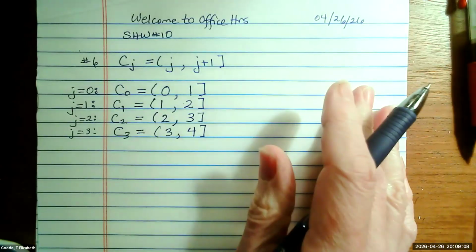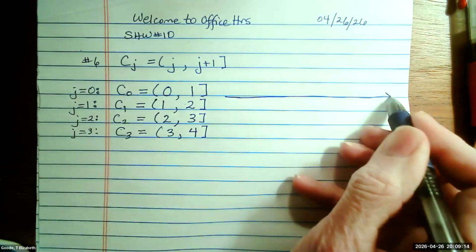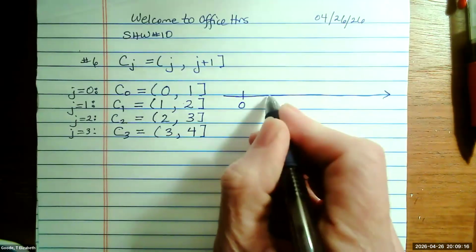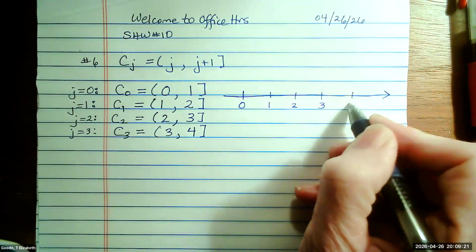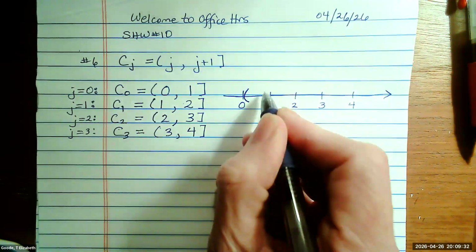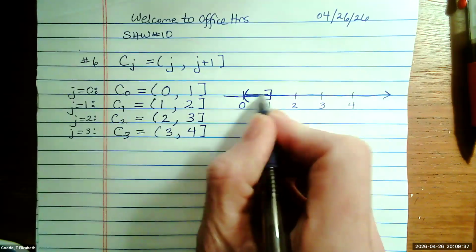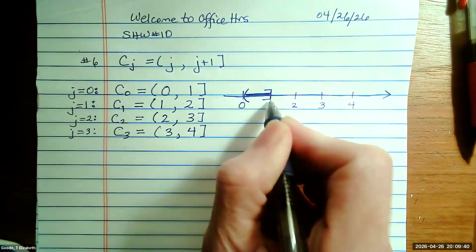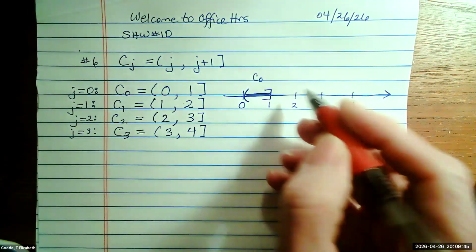So if we take a look and draw a picture, which is what's recommended, let's just start a picture here. Here's 0. Here's 1. Here's 2. Here's 3. And here's 4. Do you see why I started at 0 and ended at 4? Yes. So C0 does not include 0, but it does include the 1. So this is C0. All these numbers in here, including the 1, but not including the 0. Do you see that? Yeah.